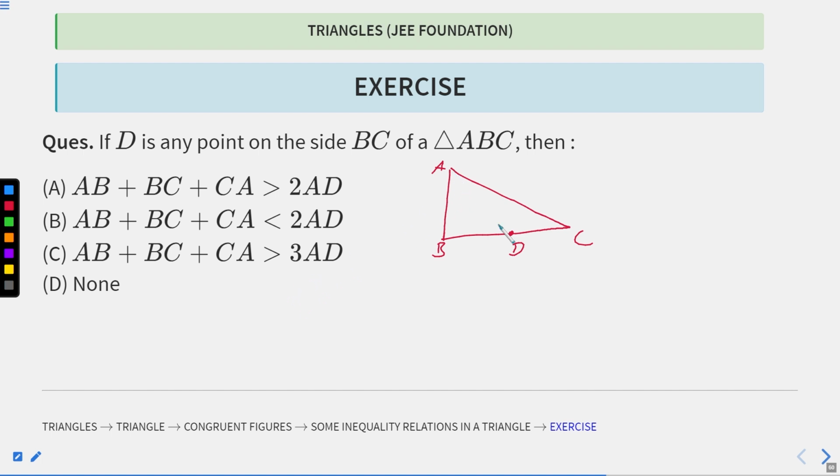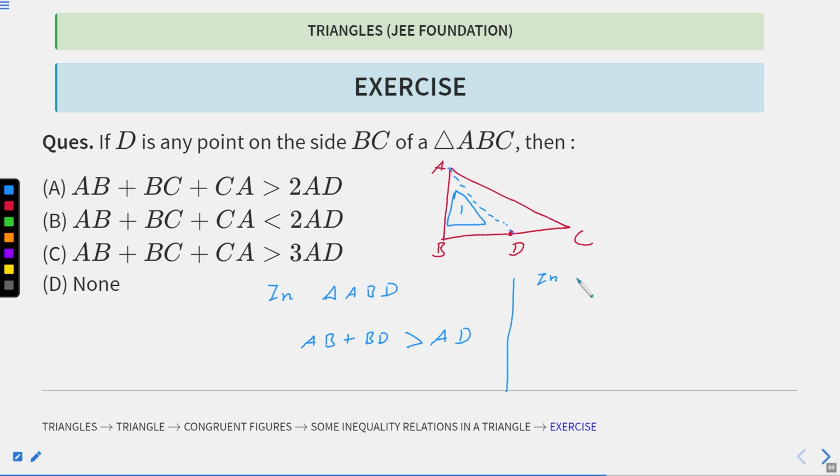Now we know D. Just join A and D and see the triangle. In this triangle, triangle 1, triangle ABD, we know AB plus BD is greater than AD. The sum of two sides must be greater than the remaining side.